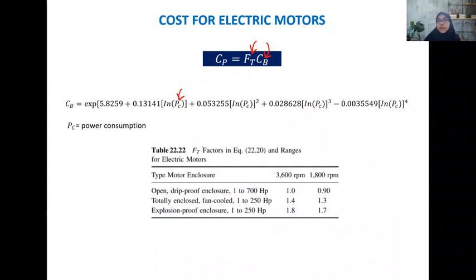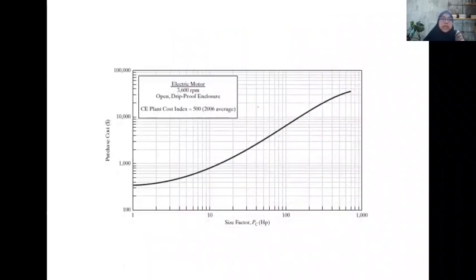Okay, for the type factor for the electric motor, you may refer to whether the motor is based on the explosion proof enclosure. Usually this type of electric motor can be used for critical process plants that should ensure higher safety. And this range is based on the rotation or the RPM of the electric motor. Okay, this is the base cost.